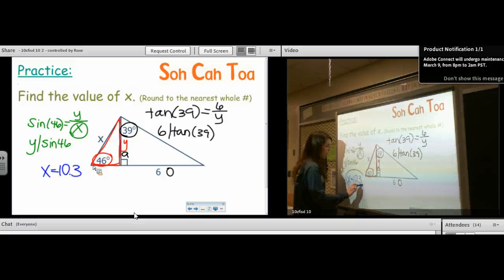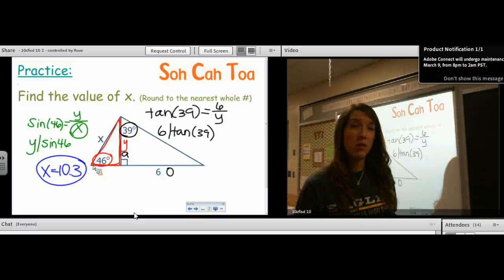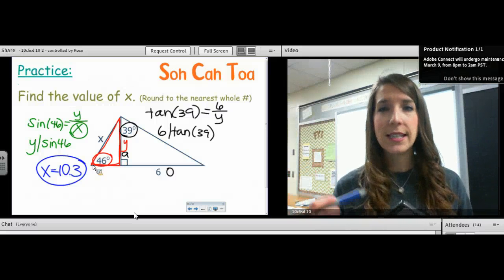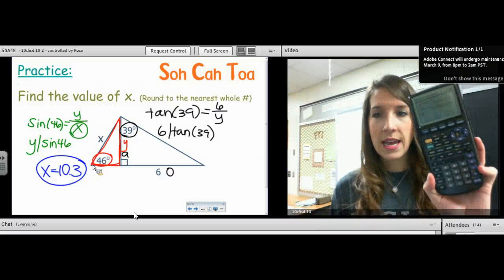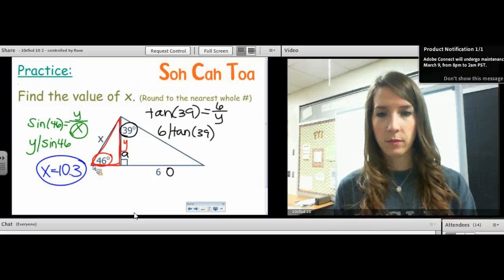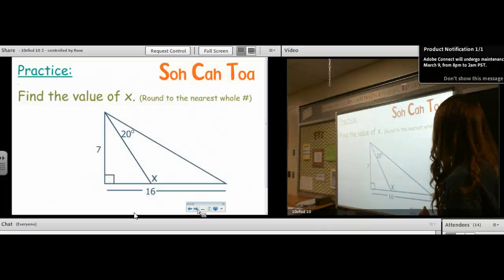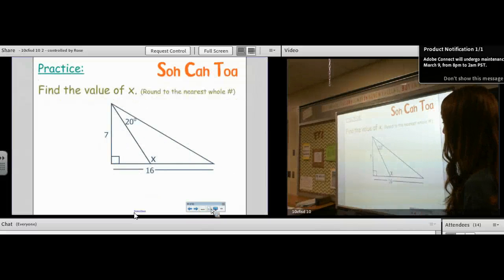I would not like you to round as you go. I would not like you to round each time because every time you round, your answer gets less and less exact. I would like you to keep your answer in your calculator, if that makes sense. Last one, if you can stay for it, if you're still here. Last one.